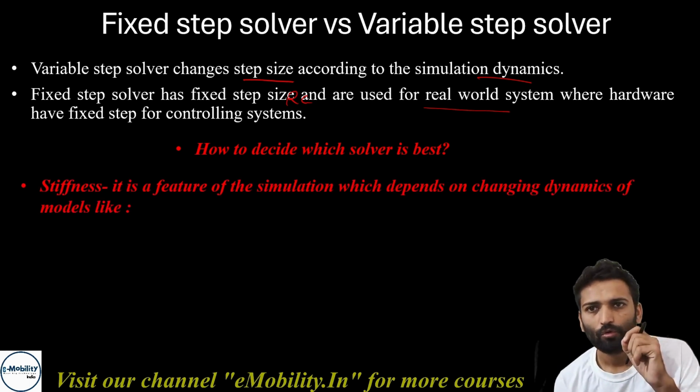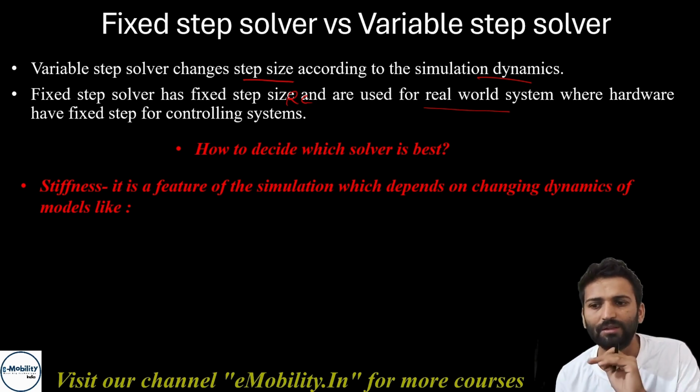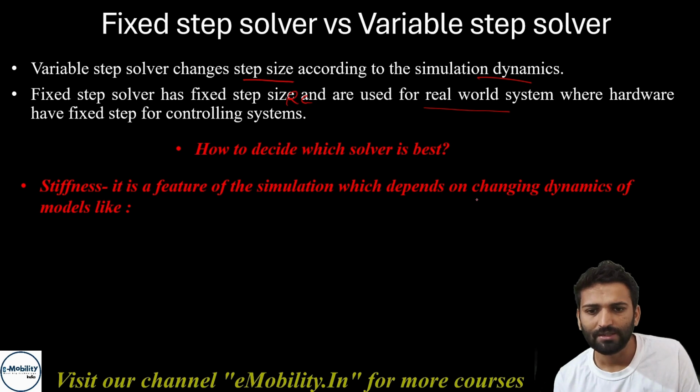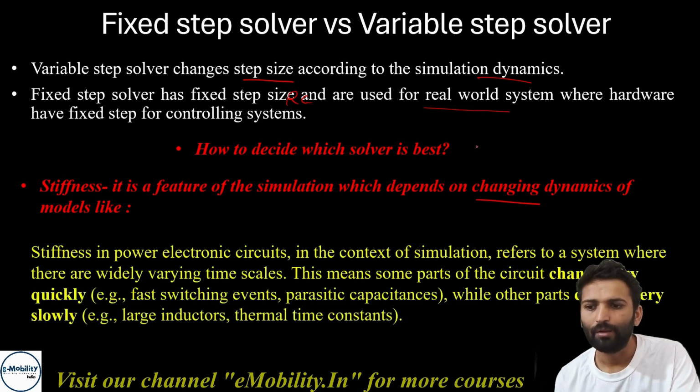To know which solver is best, one very important thing is the stiffness of the model. So what is stiffness of the model? It is a feature of a simulation which depends on the changing dynamics. For example, stiffness in a power electronic circuit: let's refer to any circuit where some part of the circuit changes very quickly, like fast switching or the parasitic capacitance. So the switching is very fast, maybe in megahertz or kilohertz.